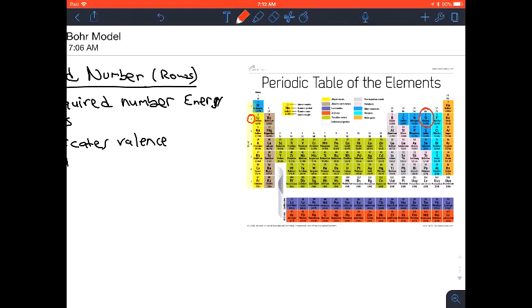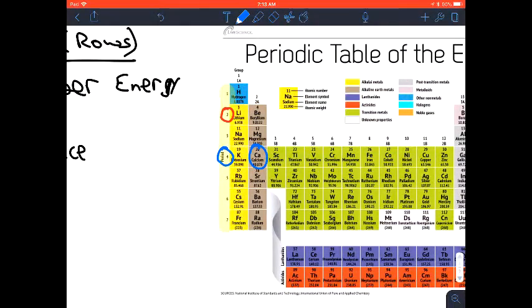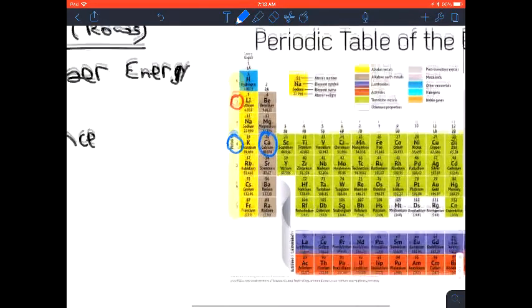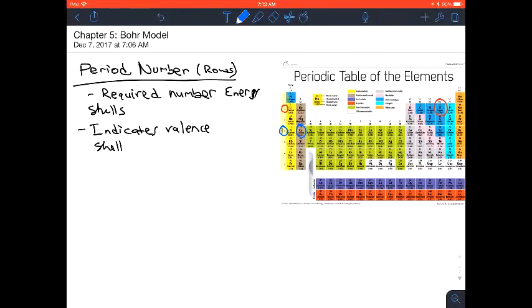If we're looking at calcium, on the other hand, calcium is in period 4. So therefore, it's going to have 4 energy shells, and it's going to have the 4th shell as the valence shell, which is the outermost shell. Okay, so that's the first thing that you need to know.